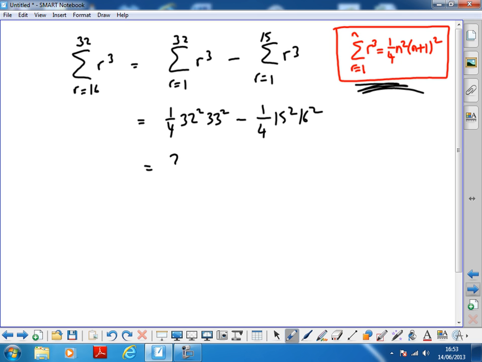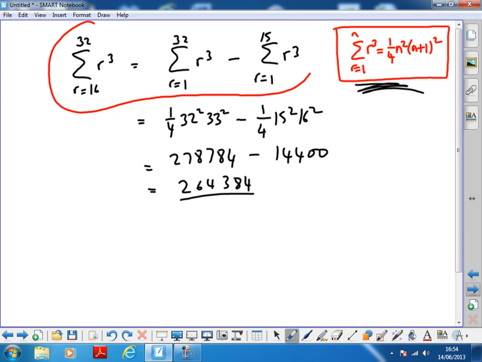We'll get 278,784. That's the bit we've done previously. Minus 14,400, and the final answer is 264,384. The most important thing in this example for you to understand is this.